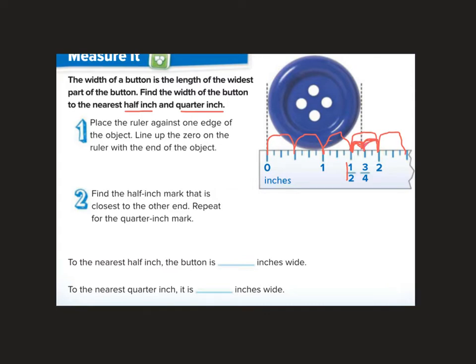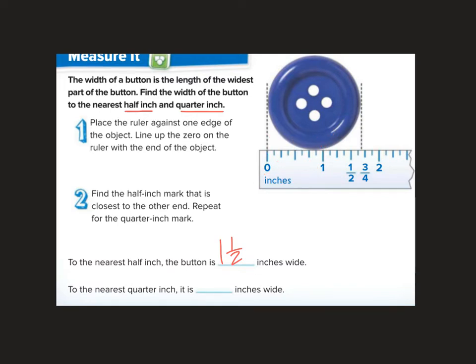versus right here, right? Closer to 1½. So to the nearest ½ inch, the button is 1 1/2 inches wide. Because I've passed the 1, so I know I need to put a 1 in front of it. I have not yet gotten to 2 inches. And anything before 1, we put nothing because we've only passed the 0. So it's just regular old 1/2, 1/4, 3/4. Okay? So to the nearest quarter inch, let's take a look at that. Let me erase all my markings here.